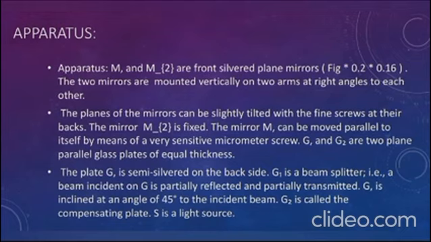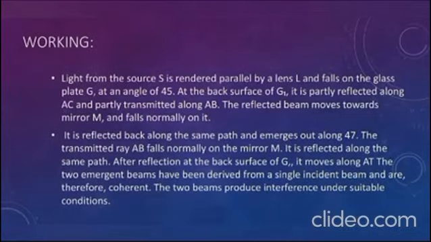G1 is incident at an angle of 45 degrees to the incident beam. G2 is called the compensation plate. S is the light source in the figure of the Michelson interferometer.